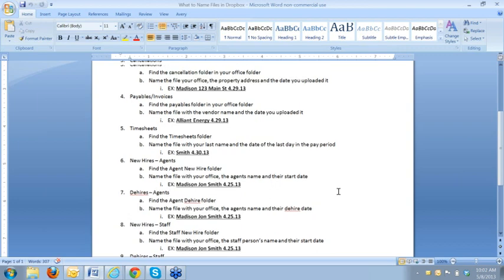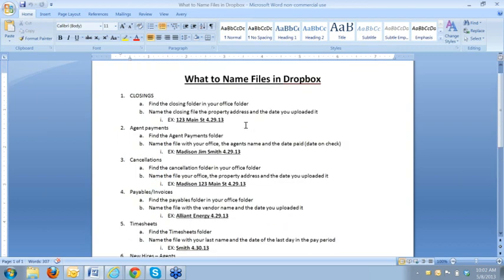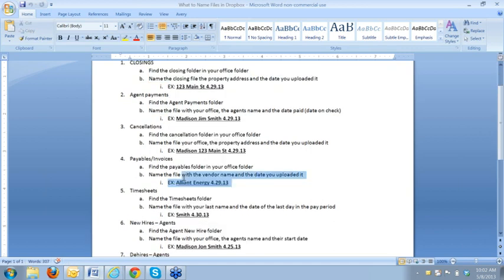Closings and payables are specific to your office, so you don't have to put your office first for those. And timesheets need to be your last name and the last day of the pay period.